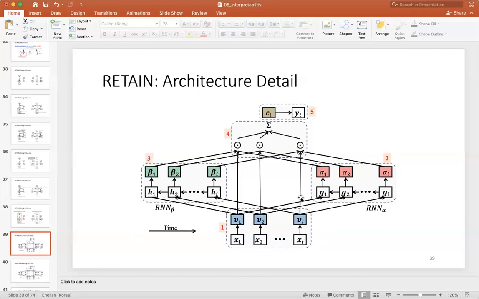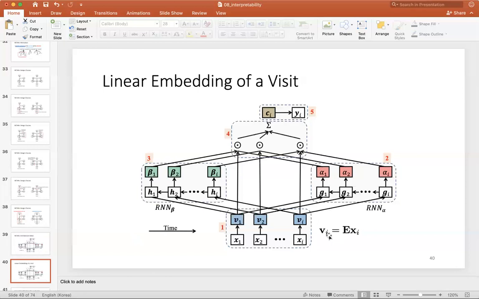In the encoding part, what happens is you just linearly embed them. x_i will be the multi-hot vector, the binary sparse vector where some dimensions are 1 and the rest of the dimensions are 0. So x_i is multiplied by the weight matrix E. This is the embedding matrix, and that's how you get the V. So at every time step, x_1, x_2, you get V_1, V_2.